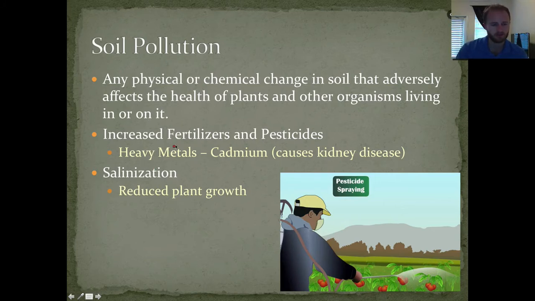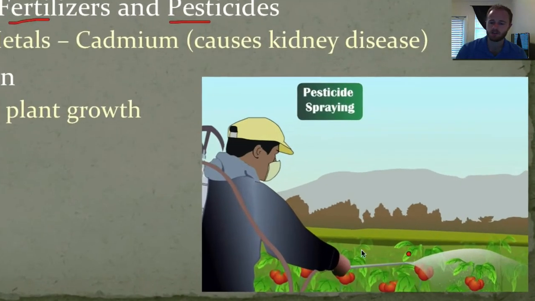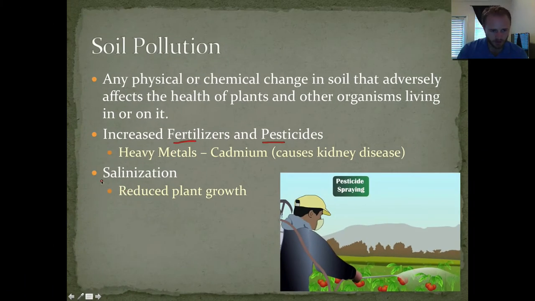Mainly coming from fertilizers and pesticides. So this individual putting some pesticide spray down on the plants, it will eventually seep into the soil. In fertilizers, cadmium tends to be present, and a buildup of that can cause kidney disease. And salinization can happen as well, which is just an increase in salt, which would reduce plant growth. And that's from removing too much water from an area.